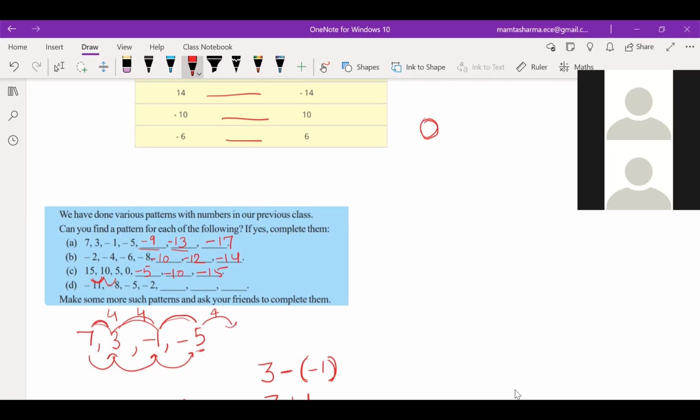15 minus 10, 5. 10 minus 5, 5. 5 minus 0, 5. 0 minus minus 5. The difference is plus 5. Okay. The difference between minus 5 and minus 10, minus 5 minus minus 10. So the difference is the same, plus 5.